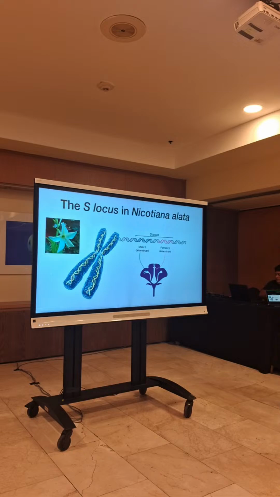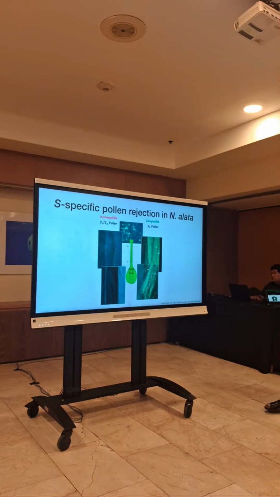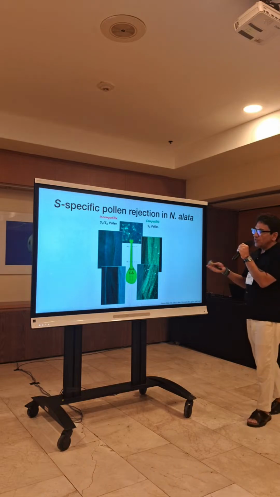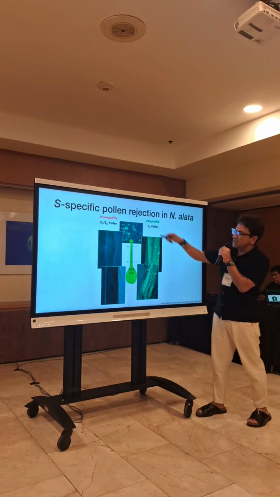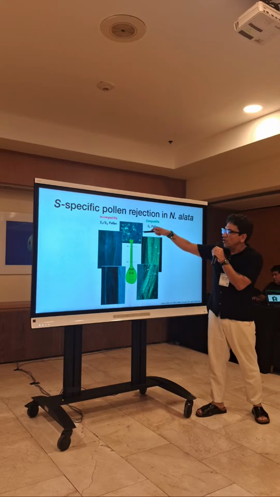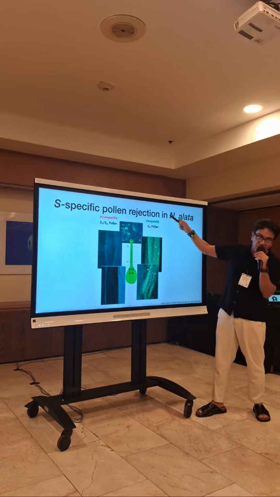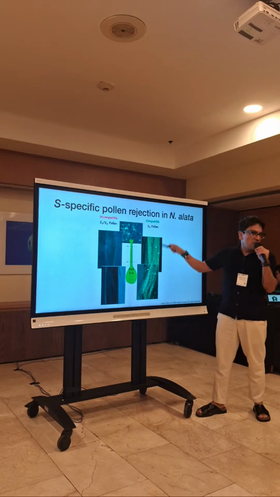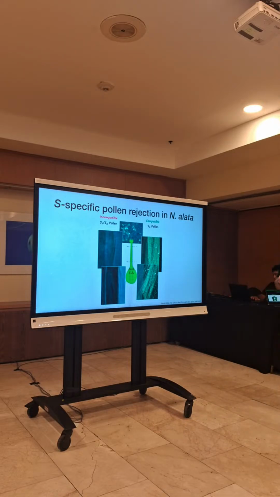In the case of Nicotiana, different from the one in Papaver, as we heard earlier this morning, the female determinant is an sRNase, a ribonuclease, which is called S-RNase, and the male determinant is SLF, which is an F-box protein. So what we can see in both incompatible and compatible crosses is that pollen grains germinate, but only in the compatible crosses will pollen tubes grow happily towards the ovary.